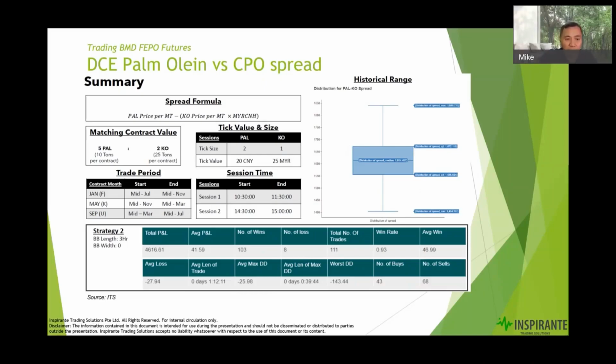In summary, we are looking at these two contracts. You just need to do a little bit of maths here. Eventually, you obviously need to consider your currency and hedges and whatnot. But beyond that, for my setup, I'm doing 5 palm all-in against 2 CPO, just to match it pound for pound. That's like 50 tons against 2 CPO contracts, which is 50 tons as well. And then after that, I match the value and come up with the spread point.